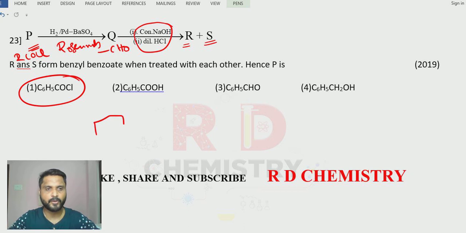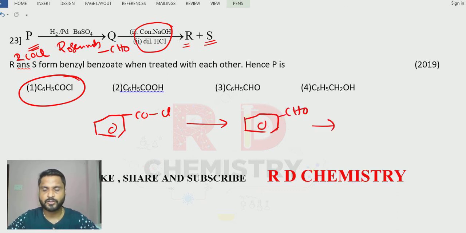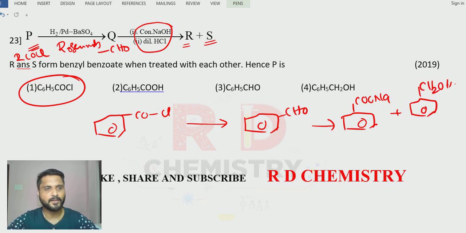So benzoyl chloride, the benzene ring attached to COCl, is subjected to Rosenmund reduction to give benzaldehyde, which undergoes Cannizzaro reaction to give the sodium salt of the carboxylic acid and the corresponding primary alcohol, that is benzyl alcohol, right? So the answer is option number 1. Thank you.